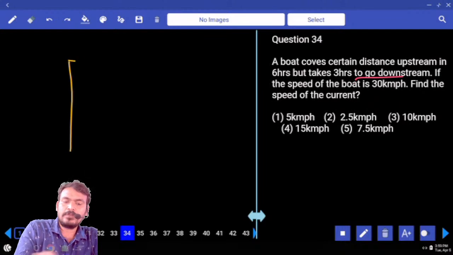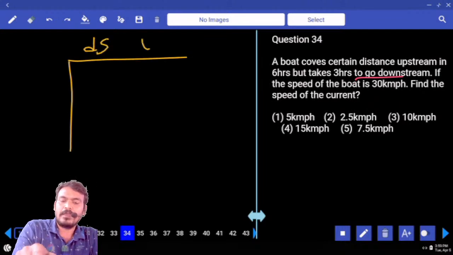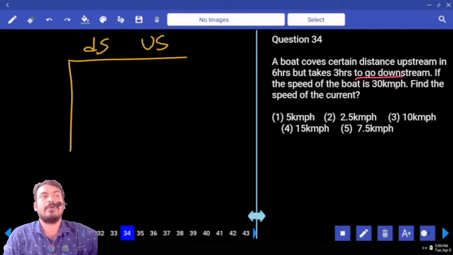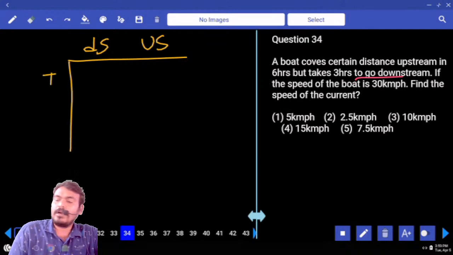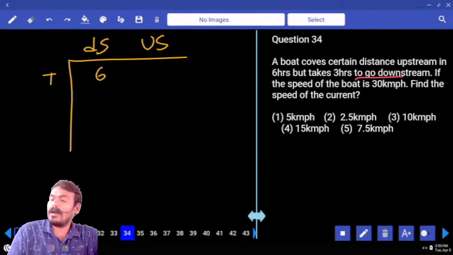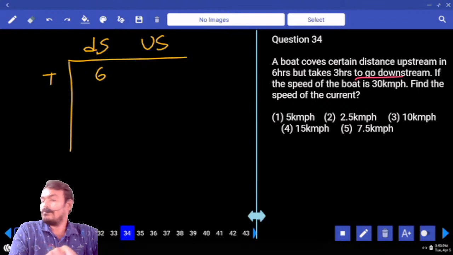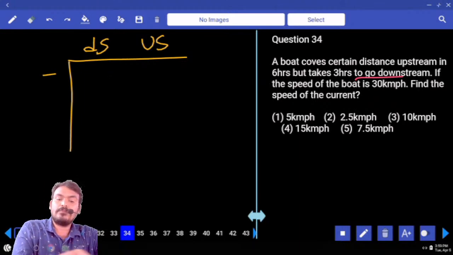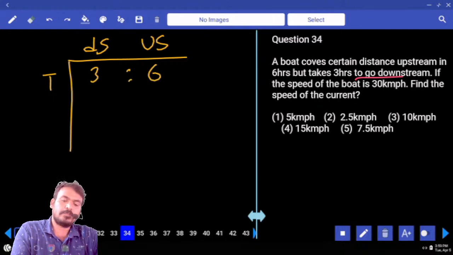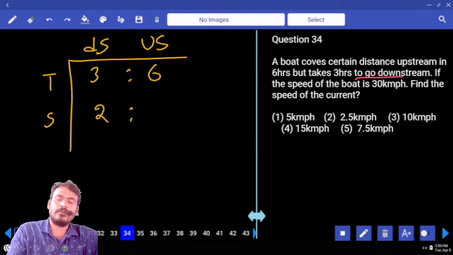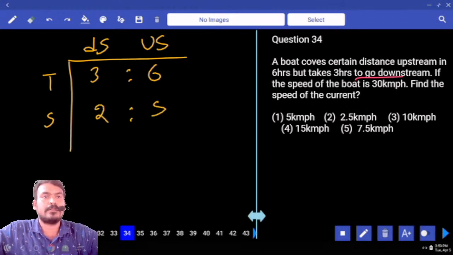Okay, downstream time and upstream time. For equal distance, speed and time are inversely proportional. What is the time ratio? Downstream time is 3 hours, upstream time is 6 hours. What is the time ratio? 1:2. Then the speed ratio is 2:1. Downstream speed is how many parts? 2 parts. Upstream speed is 1 part.